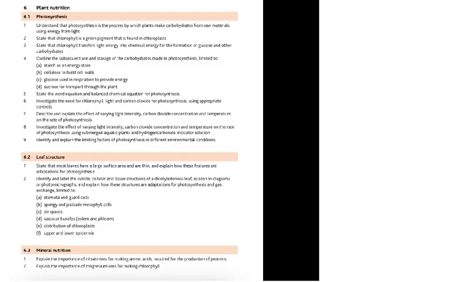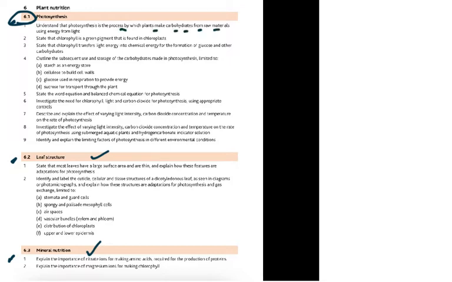In Chapter 6 on plant nutrition, we have three components: 6.1, 6.2, and 6.3. In 6.1, basically it's the main concepts of photosynthesis. In 6.2, it's the leaf structure, and in 6.3, it's mineral nutrition. In this video, I'm only going to be discussing 6.1, and then in the second video, we will discuss 6.2 and 6.3.